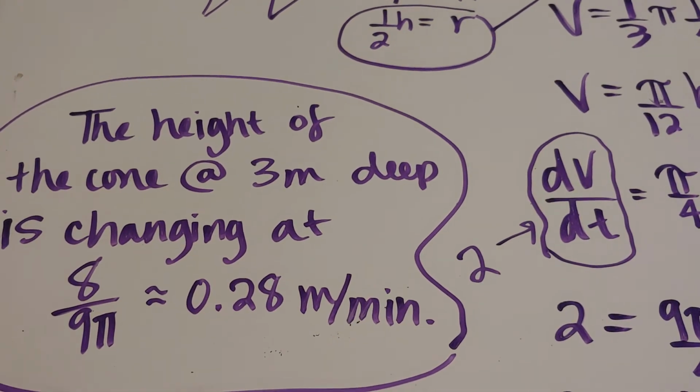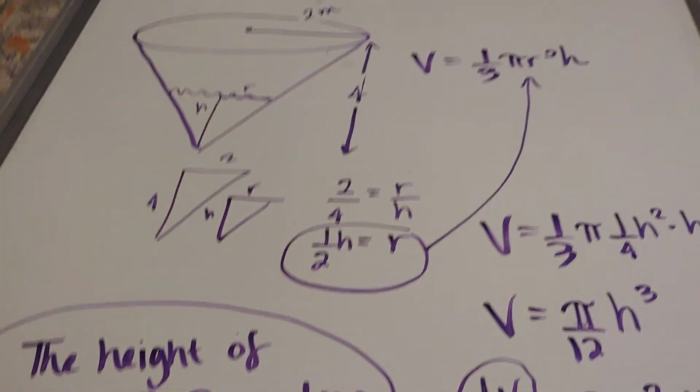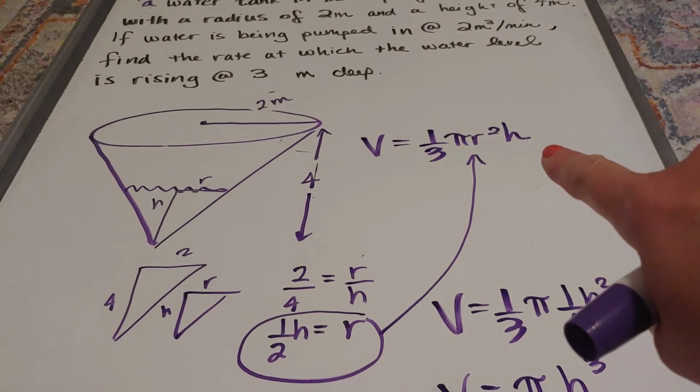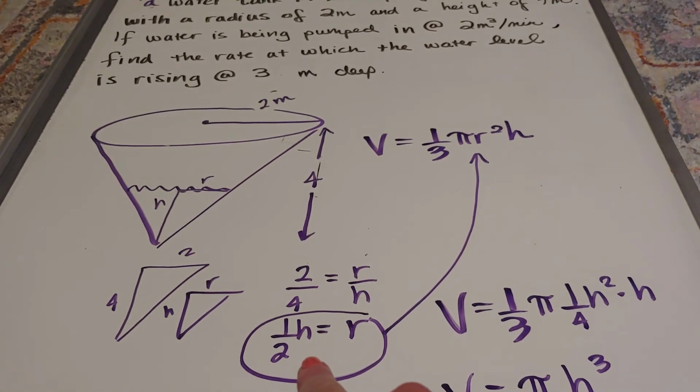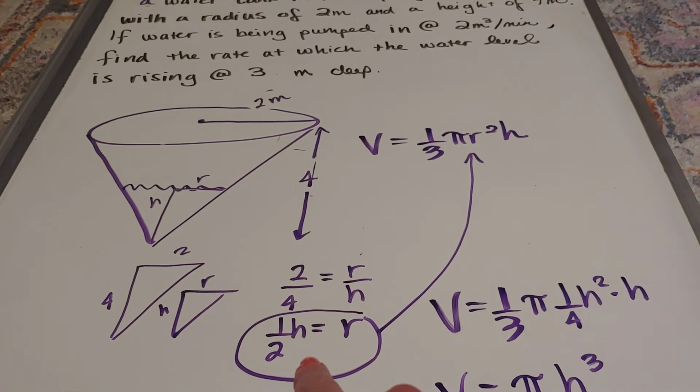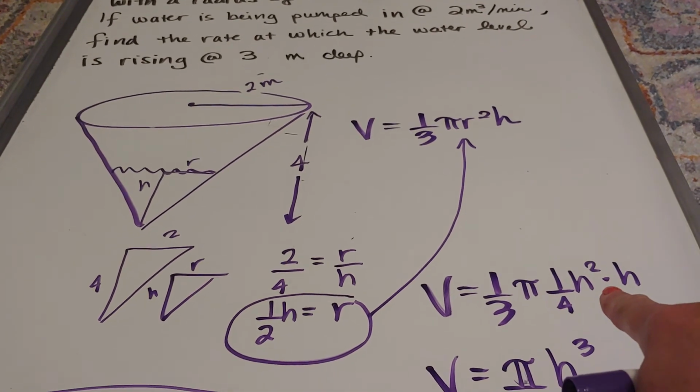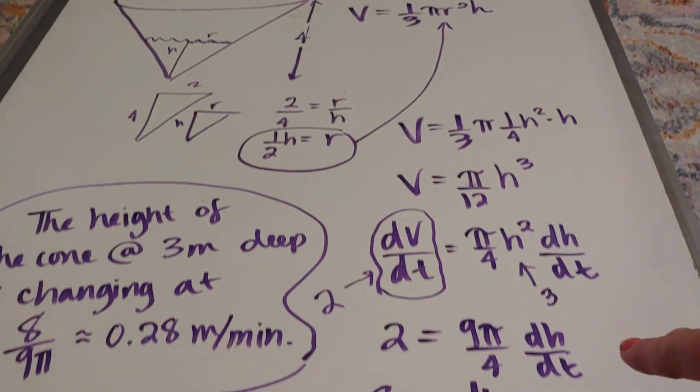When you're playing with cones, a couple of things to remember. One is that we're going to use this formula. R's and H's are changing. You want to use similar triangles in order to relate R's to H's so that my equation is all in H's, and then finish it out.